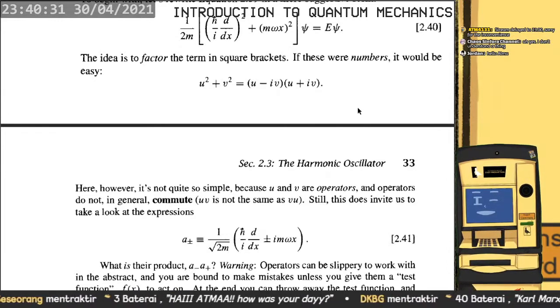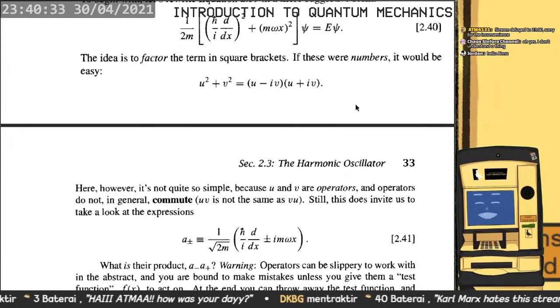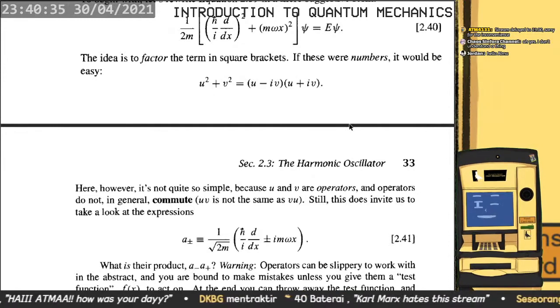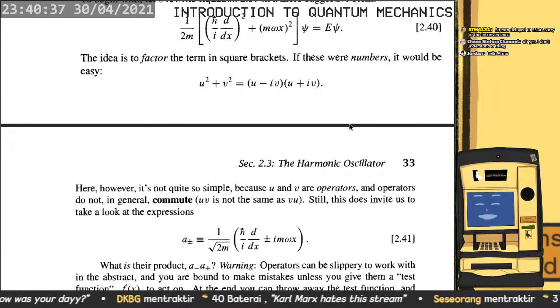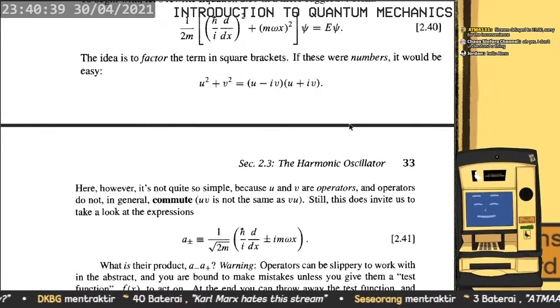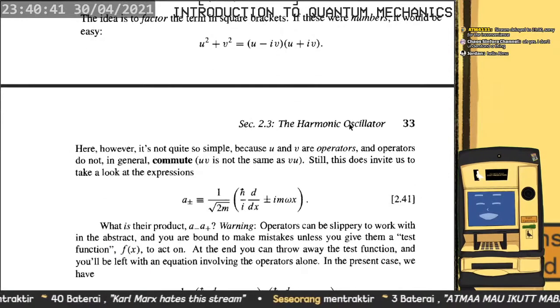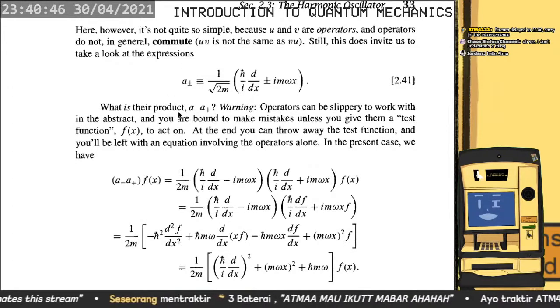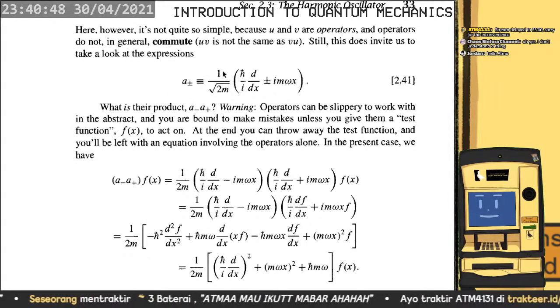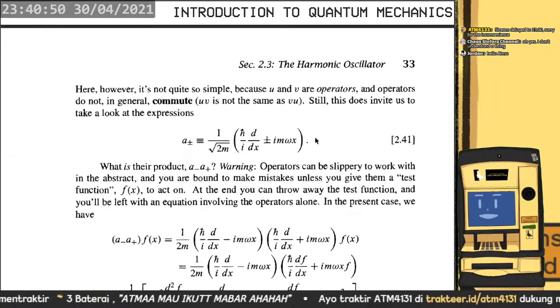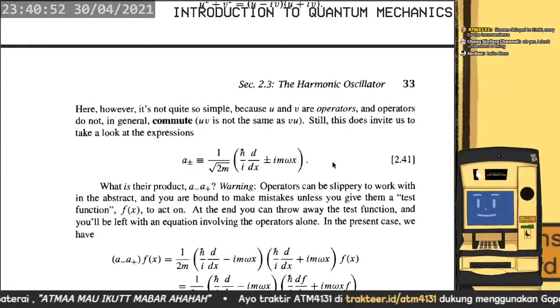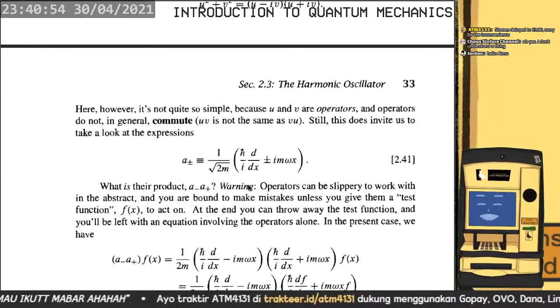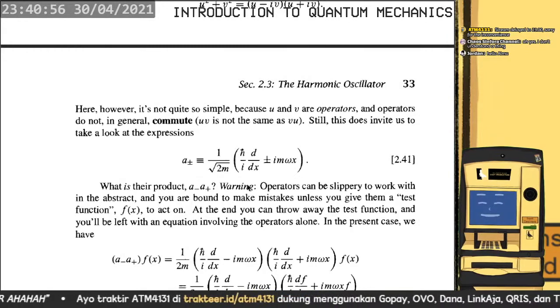Here, however, it is not quite simple, because U and V are operators, and operators do not in general commute. UV is not the same as VU. This does invite us to take a look at the expressions. A plus minus equals 1. What is their product?